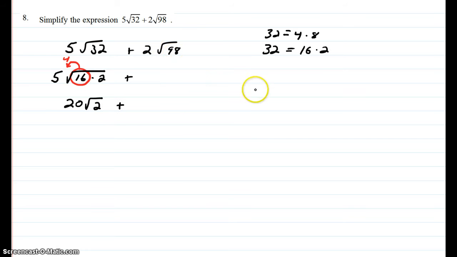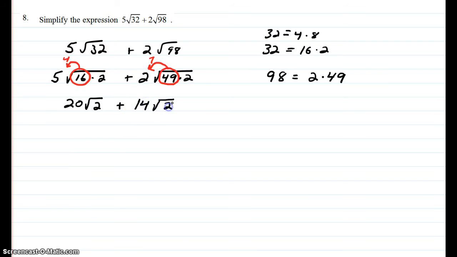Now we're going to break down 98. So if you don't know what goes into 98, it's obviously even, so you can see what times 2 gives us 98. And when we do that, we actually get a nice number, 49. So 2 square root of 49 times 2. When I take the square root of 49, I get 7, so the 7 comes out, and that 7 is going to multiply by the 2 to give us 14 square root 2.